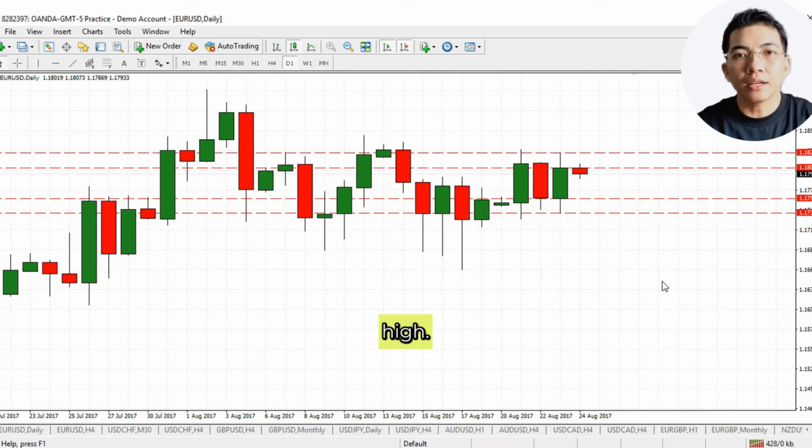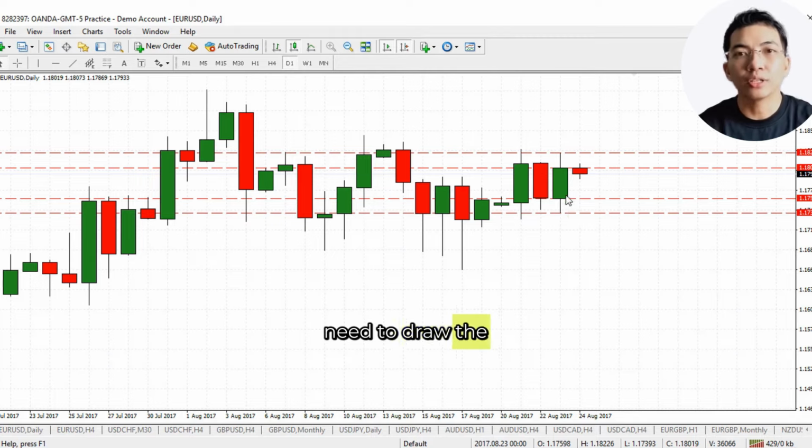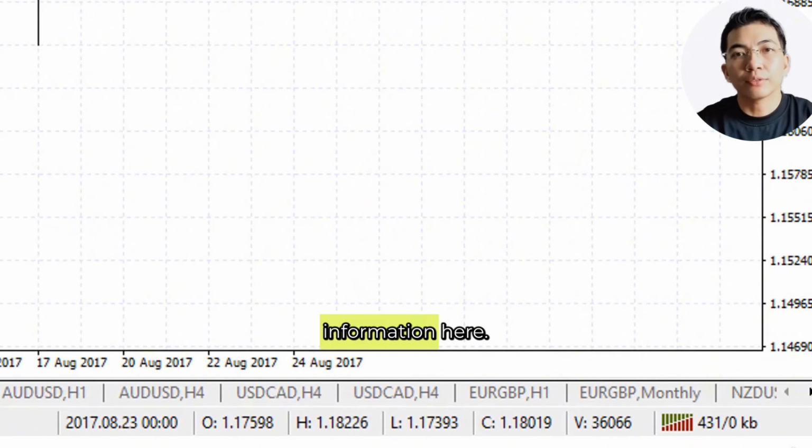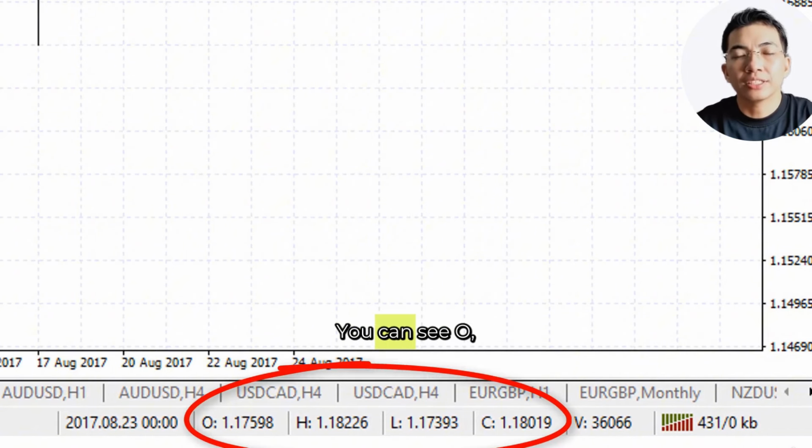Also, there is no need to draw the lines. If you go with your mouse cursor on the candle, MetaTrader will give you all the information here. You can see OHLC, that stands for open, high, low, and close.